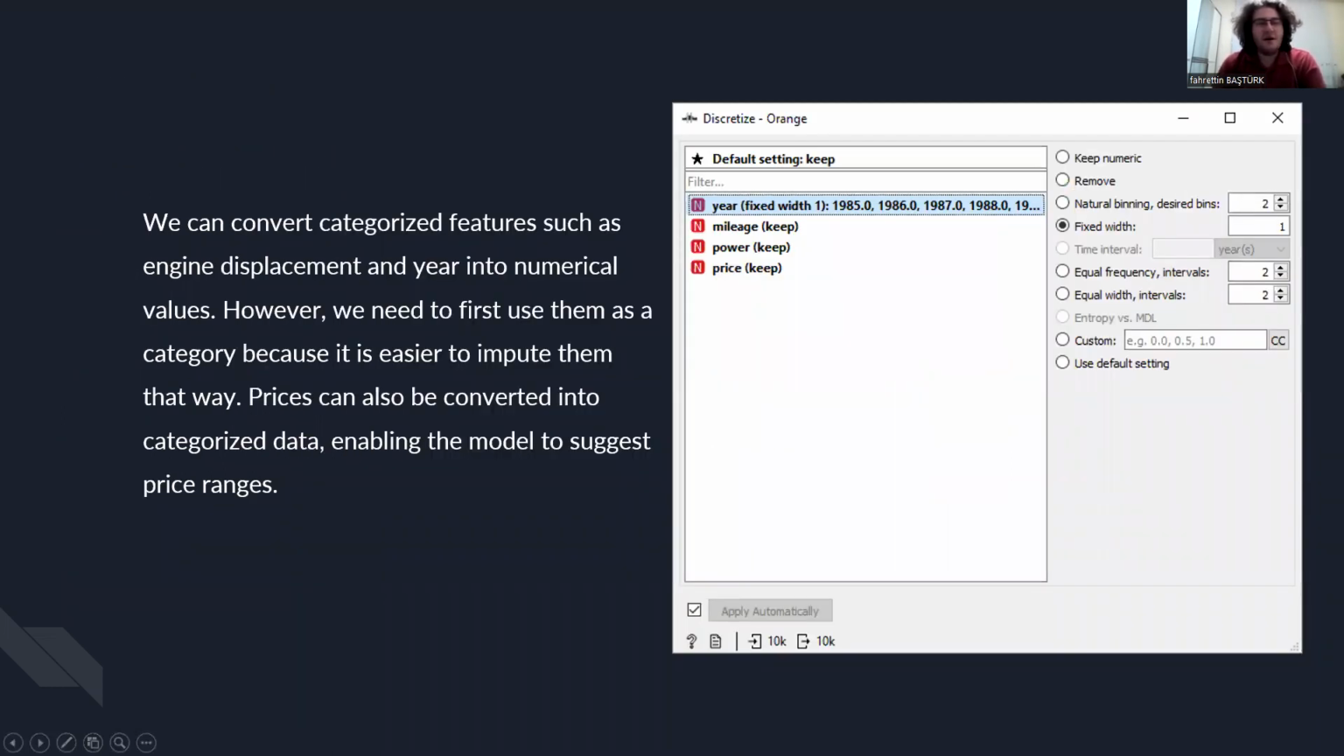We can convert features such as engine displacement and gear into numerical values. However, we need to first use them as categories because it's easier to impute them that way. Okay, next slide.